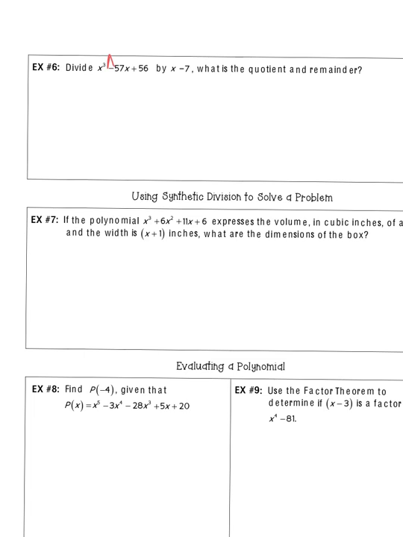So I'm missing x squared, so I have 0x squared. So let's check again. So I have 3, 2, 1, 0. So this is the only one I'm missing.